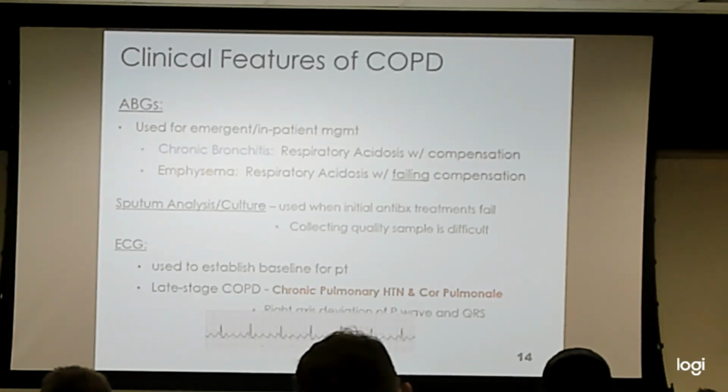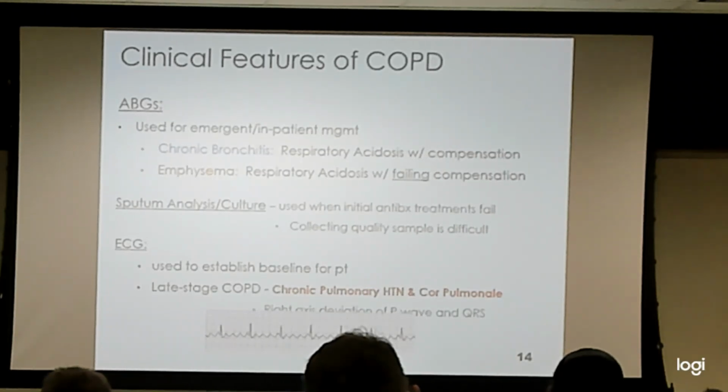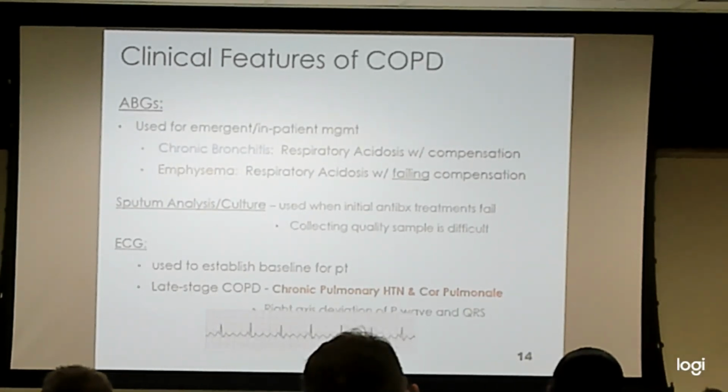So earlier on in the disease, when they're chronic bronchitis, the COPD patients, they are not ventilating effectively, they're not blowing off that CO2, and so they will typically be acidotic. Because of the chronicity, we usually see that the kidneys have had time to compensate. So we typically will see in chronic bronchitis respiratory acidosis with compensation.